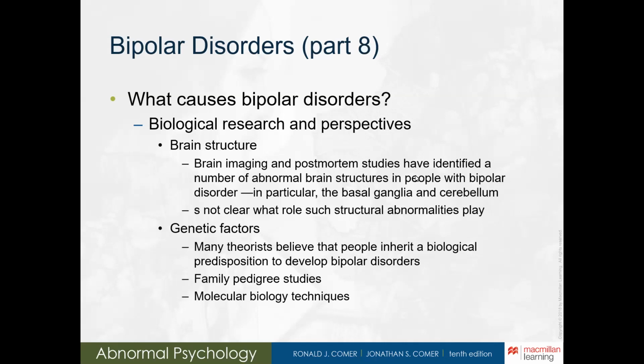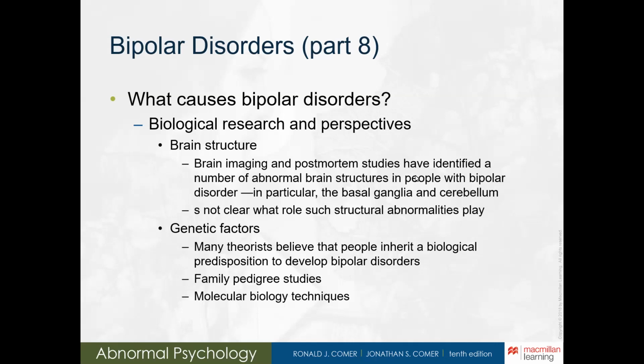When we look at brain structure, brain imaging and postmortem studies have identified a number of abnormal brain structures in people with bipolar disorder. In particular, the basal ganglia and the cerebellum are not as developed. It's not clear what role these structural abnormalities play, but they recognize that these abnormalities exist.